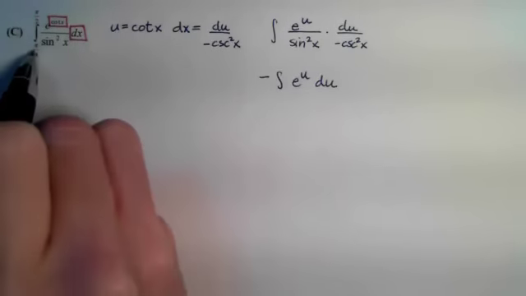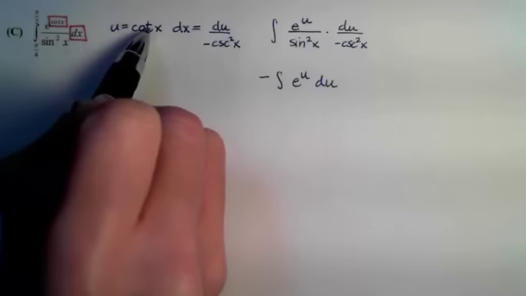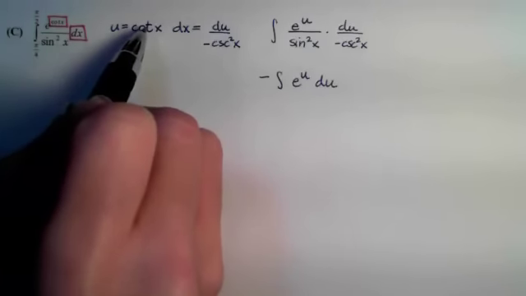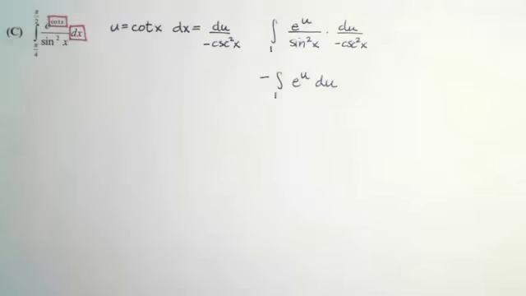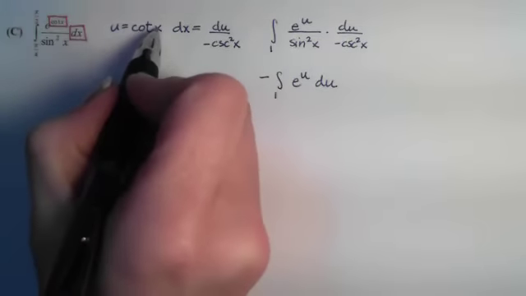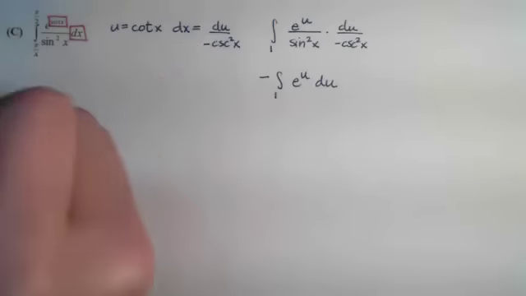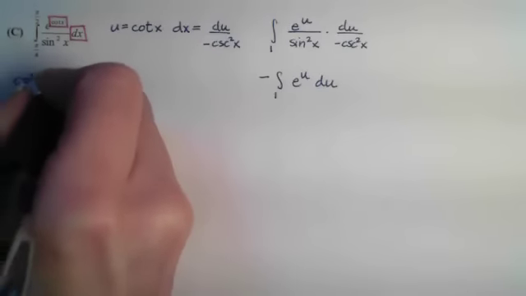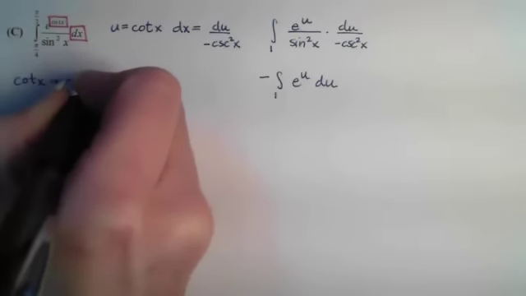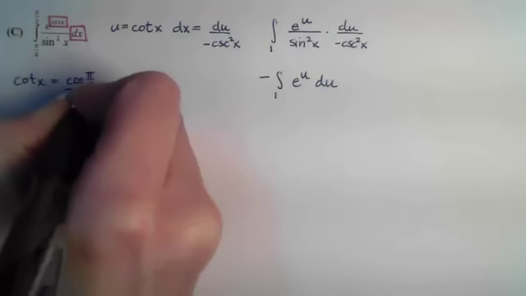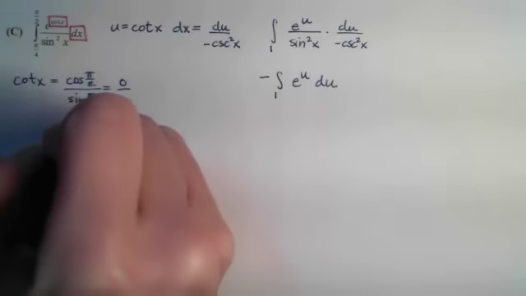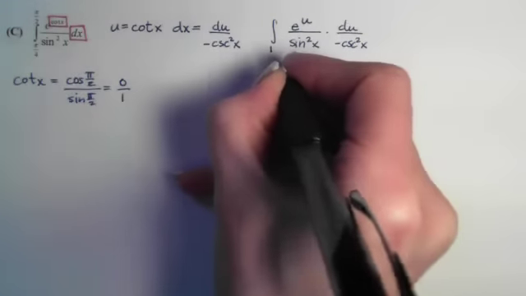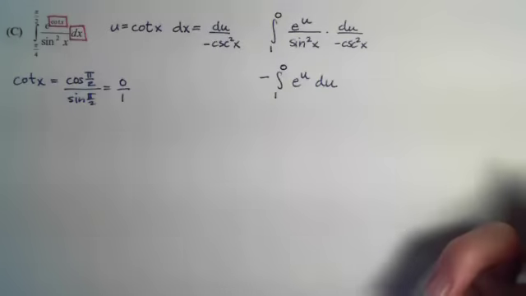So the cotangent of pi over 4 is the same as the reciprocal of the tangent of pi over 4. And the tangent of pi over 4 is a 1. So that cotangent of pi over 4 will also be a 1. Cotangent of pi over 2 is going to be the cosine of pi over 2 over the sine of pi over 2. Well, the cosine of pi over 2 is 0. The sine of pi over 2 is 1. So we're going to have an upper limit of 0.